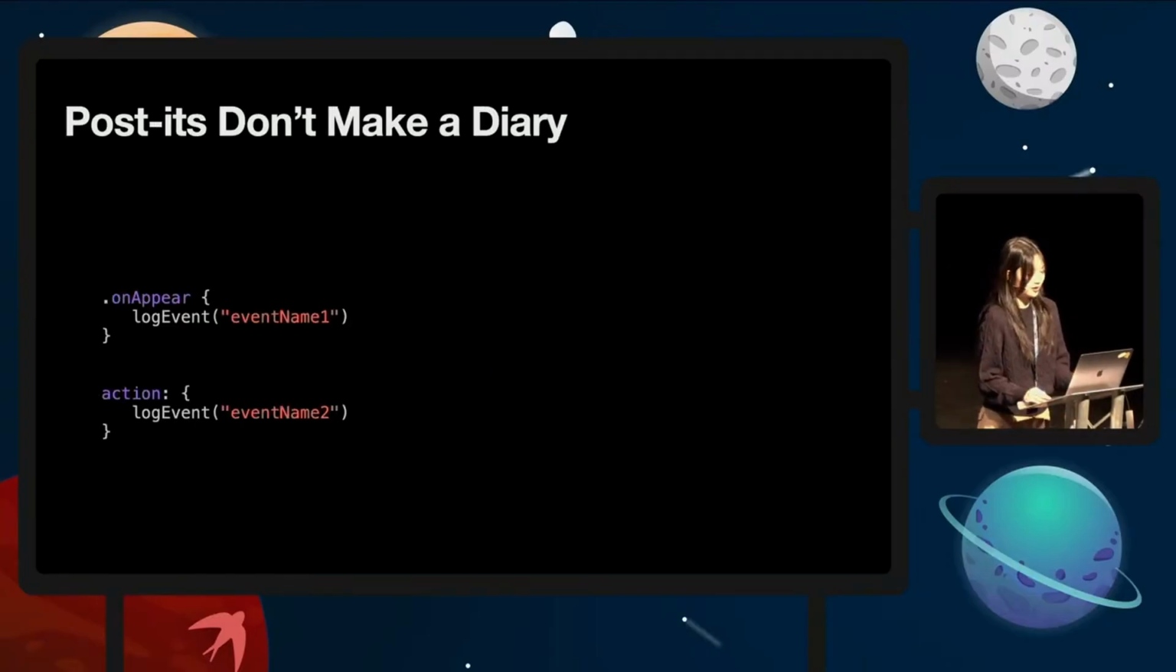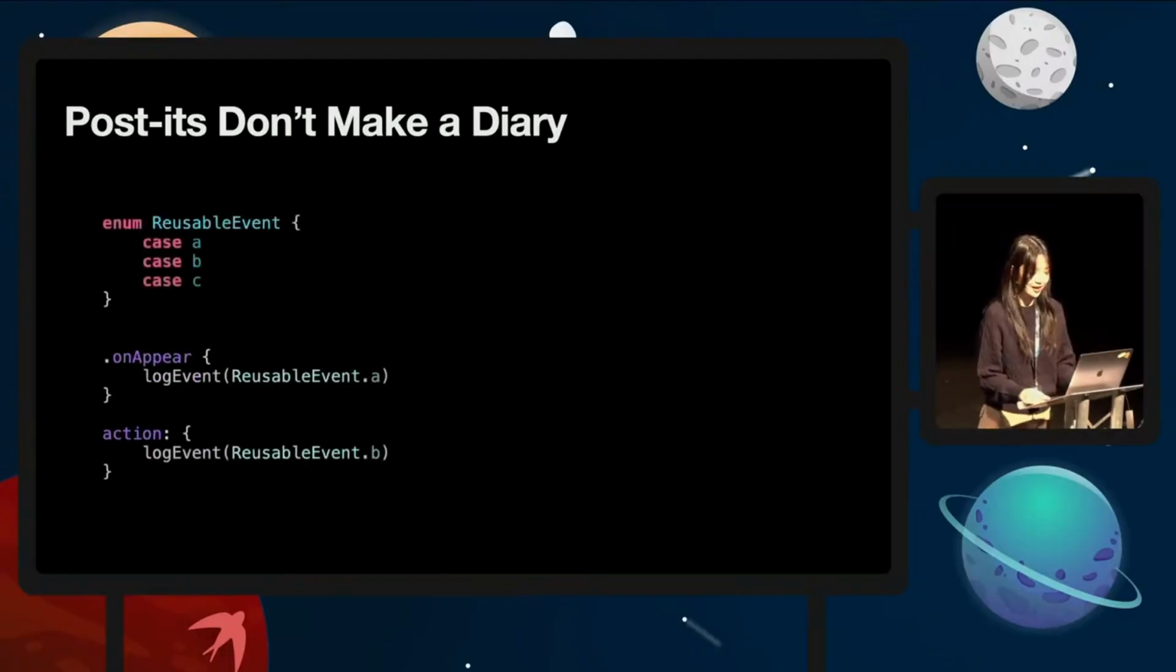Early in my career, my approach to logging was basically post-its. I sprinkled a log event function here and there, passed QA, shipped the feature, and moved on. When I had to reuse some events, I didn't overthink it. I just made an enum, reusable event ABC, something like that. And it felt a bit tidier, but honestly, nothing had changed because it was still scattered, still fragile, still unstructured. Post-its don't make a diary.